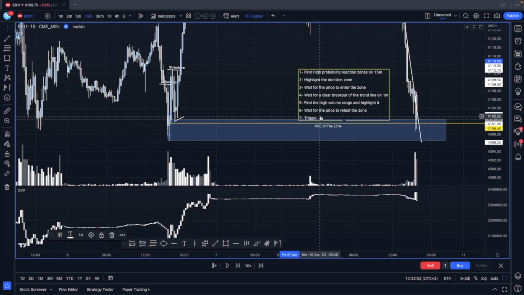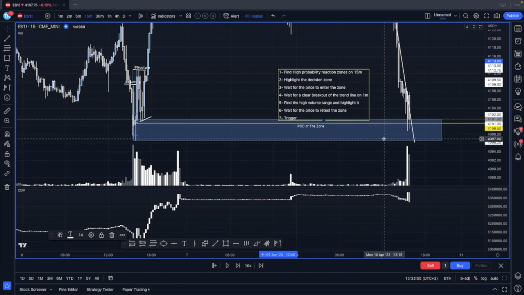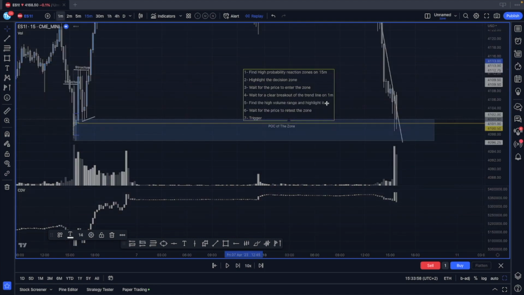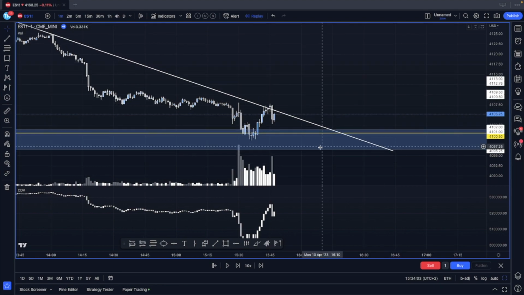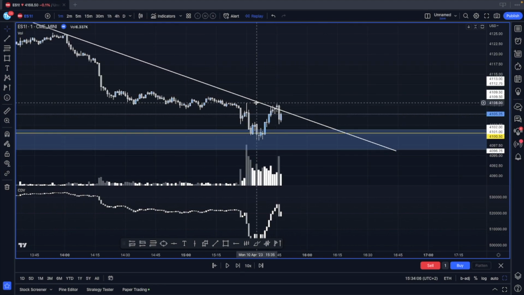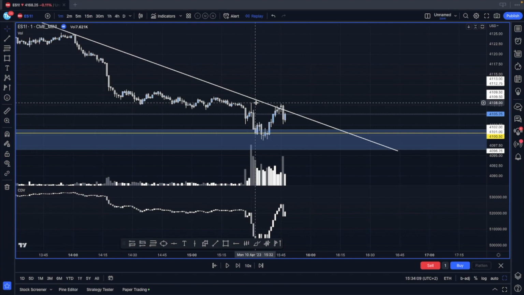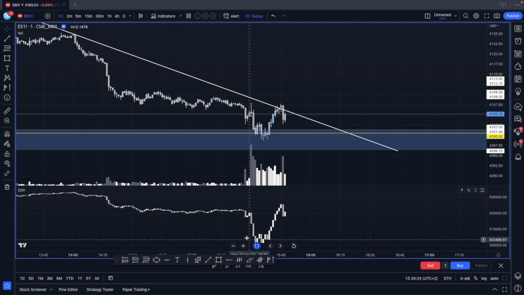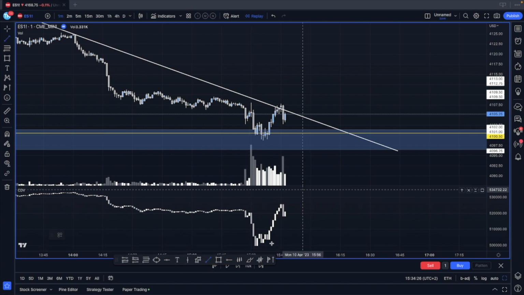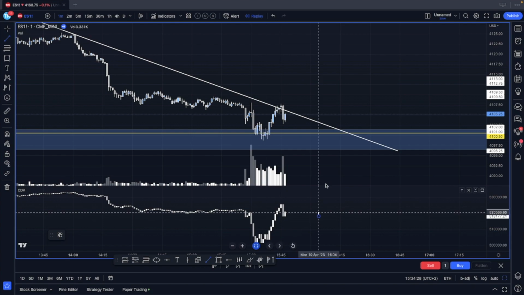Point 5, find the high volume range and highlight it, always in 1 minute time frame. So what I mean is this one. Probably now price, then you have to try to reason, I mean, try to find out the logic behind. Okay, so look at the volumes, for example. This is a cumulative delta which could give you another confirmation. For example, here we have a clear divergence.